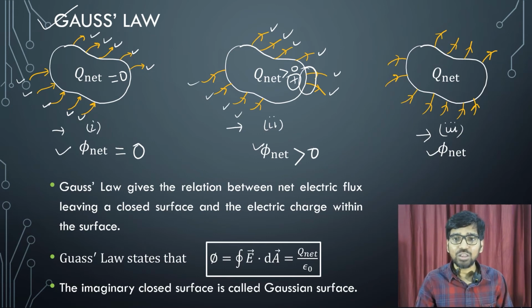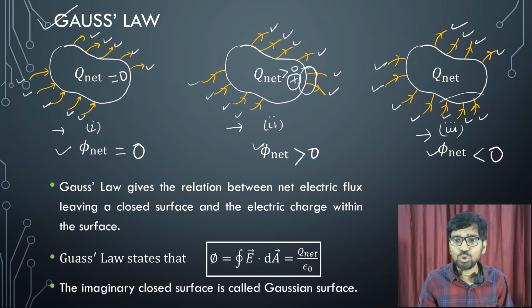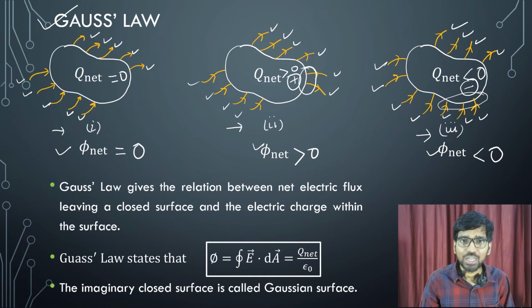In this case, the number of electric field lines entering the surface is greater than the number of electric field lines leaving the surface. Therefore, as per the sign convention, net flux will be negative. You can imagine that those excess electric field lines must be vanishing into some negative charge. Therefore, net charge inside that closed surface area must be negative.